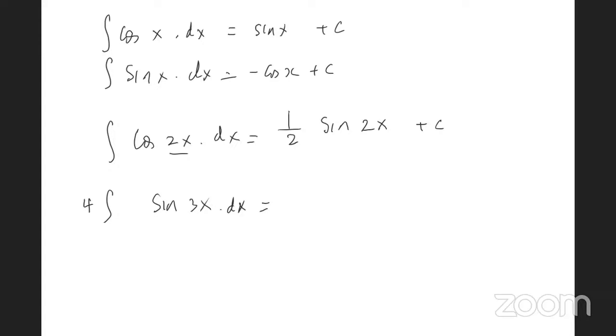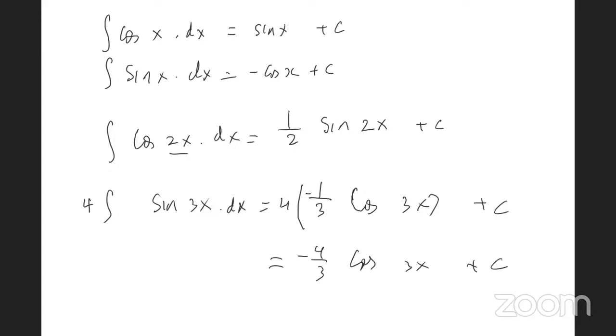Right, so let's check this out. It will be 4 times 1 over the differential of 3x, that's 3. The differential of sine is minus, so I put in the minus here, minus cos, and then you write back 3x. So your final answer is minus 4 over 3 cos 3x plus c.